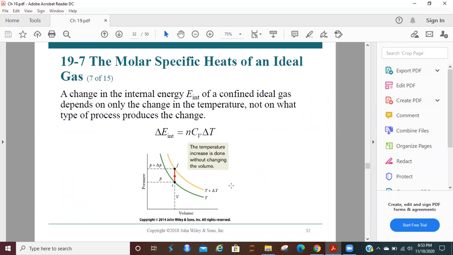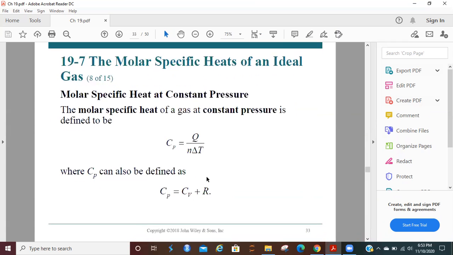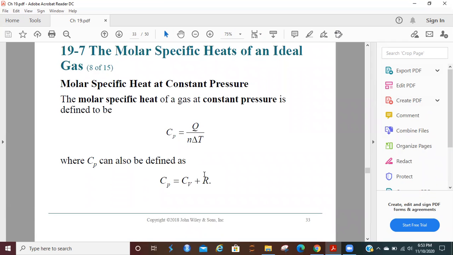So if you're going to take a look at this particular graph, you have an initial pressure, you have a final pressure, and you're seeing an increase here. It goes from one isotherm to the next, and you can see that this temperature increase is done without changing the volume. So it's isovolumetric, as you could say. So the molar specific heat of a gas at constant pressure is going to be represented with this. And Cp can also be defined as the specific heat at constant volume plus the constant R.